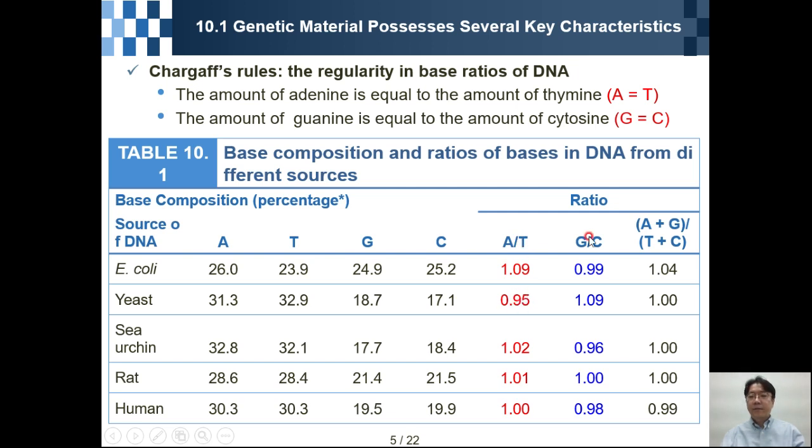The ratio of A to thymine is 0.95, and G to cytosine is 1.09. So it means that the amount of adenine is equal to the amount of thymine, and the amount of guanine is equal to the amount of cytosine. This is Chargaff's rule. He found the regularity in the base ratios of DNA.